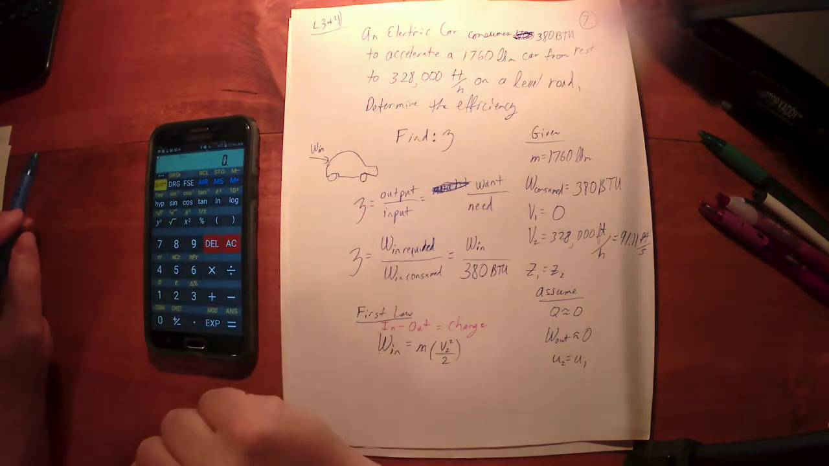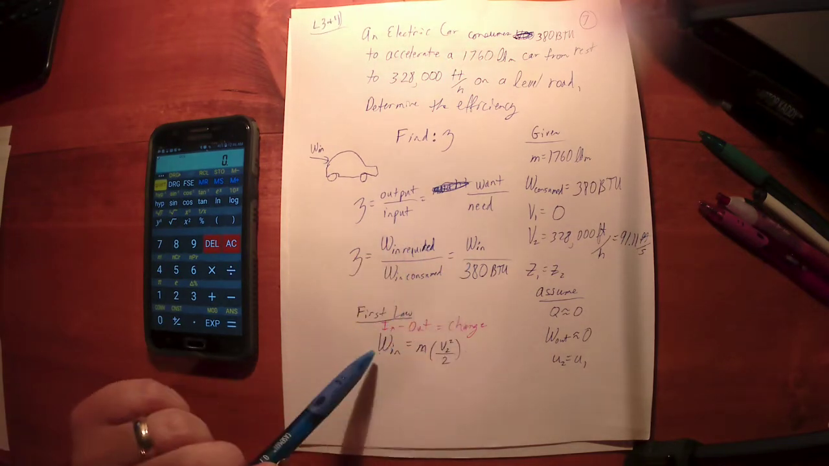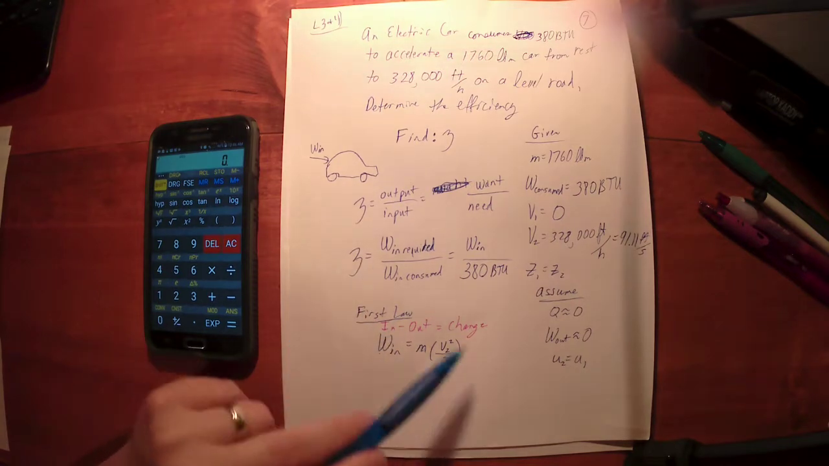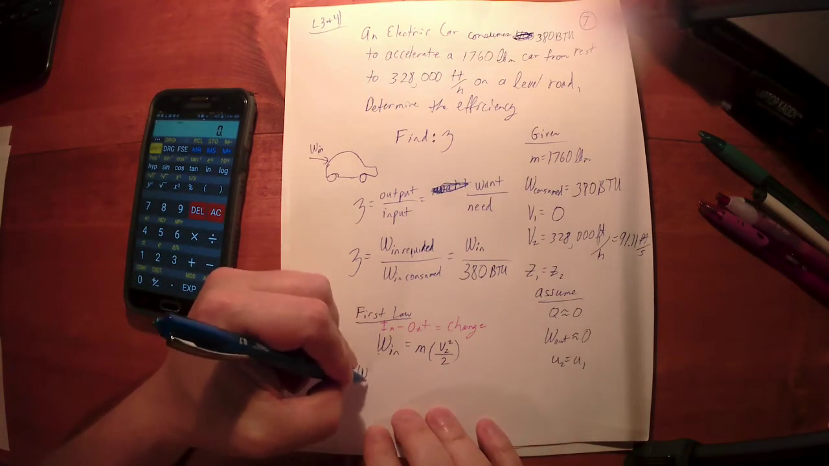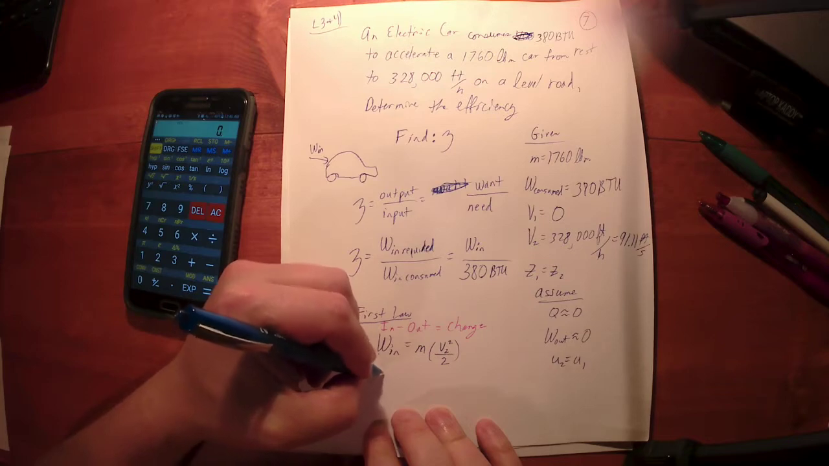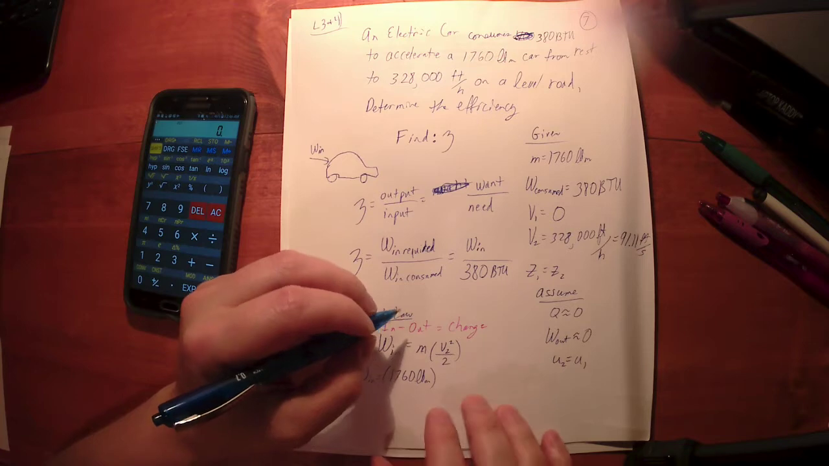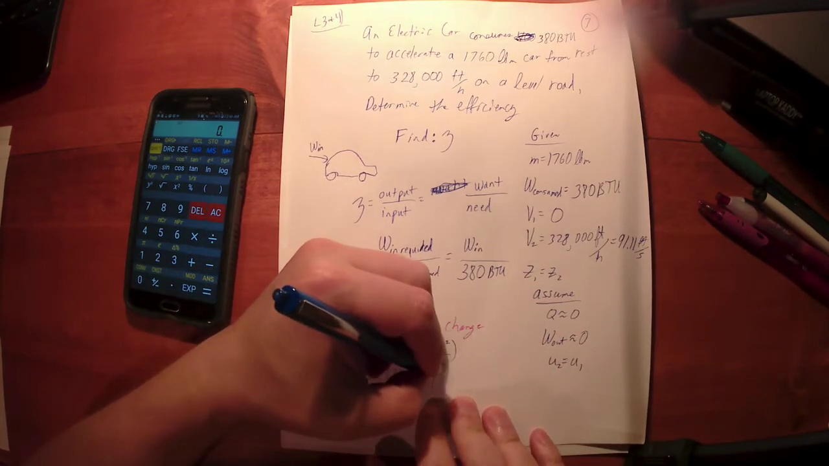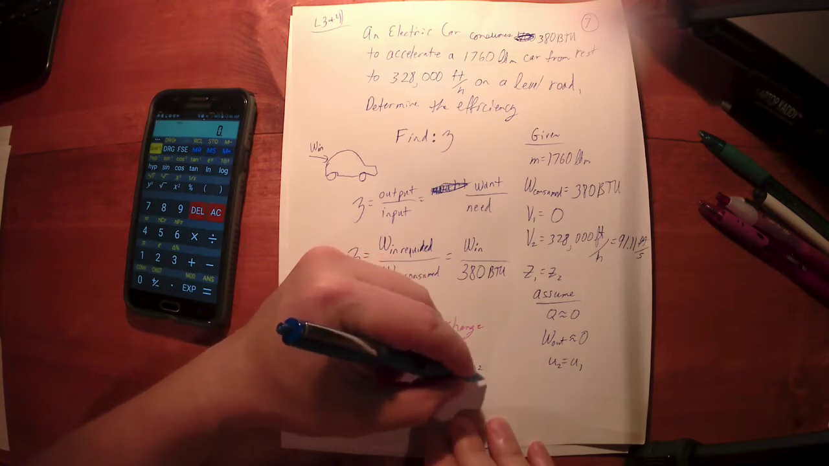Okay, so calculator. Again, I've got two equations here, two unknowns. I just need to now solve for the efficiency. Well, let's solve for the work-in first. So, work-in is going to equal our mass, 1,760 pound mass, multiplied by V2. I'm going to use this feet per second one, so it's going to be 91.11 feet per second. That's going to get squared and divided by 2.